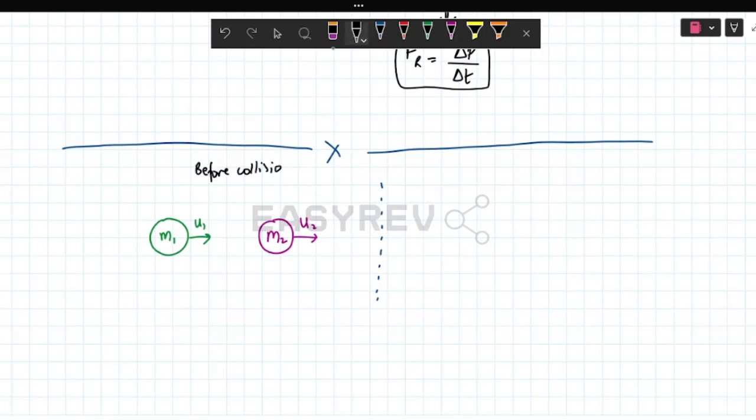Then after collision, suppose the balls still have the same mass, of course, just as we expect, but this time suppose they have some new values of velocity. Suppose the green ball has a velocity v1 and the purple ball has a velocity v2. Now, because we're interested in studying the collision specifically, we want to enclose these two billiard balls in this closed container such that it doesn't get disturbed from the outside world, right?